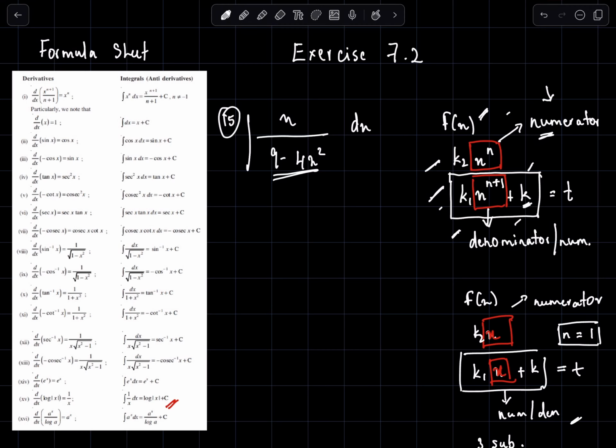It's very easy. So 9 minus 4x squared is equal to t. And then you differentiate on both sides. So this becomes 0. This becomes minus 8x dx is equal to dt. Correct? Oh, sorry. Minus 8.